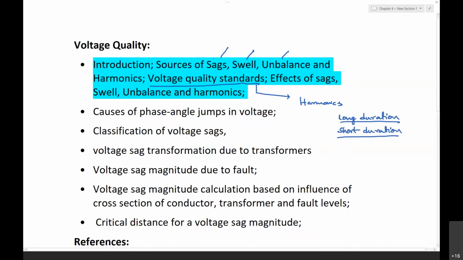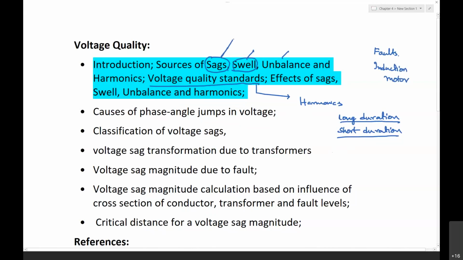Coming back to the sags, the sources of sag are especially faults in a system, and also induction motor starting. During induction motor starting, we will have sags. And the swell, I defined the definition also.